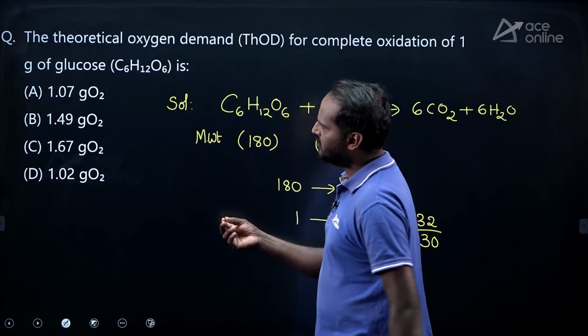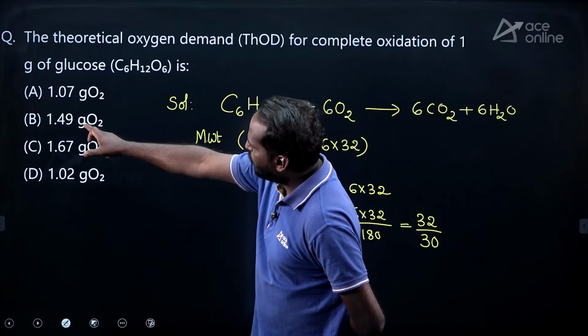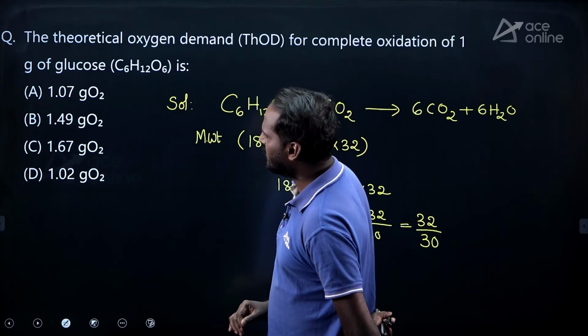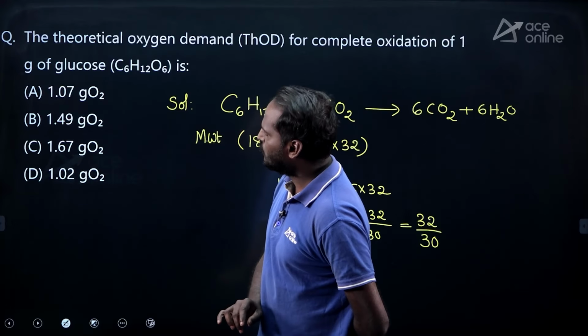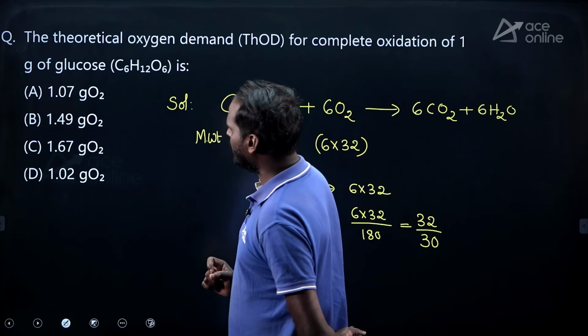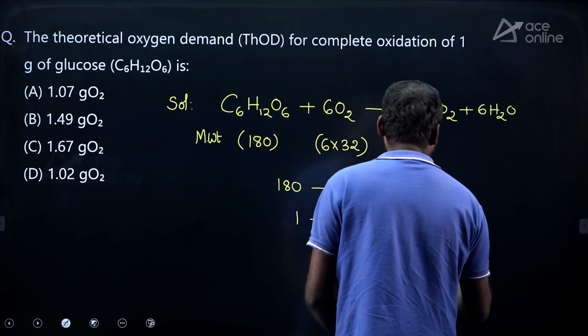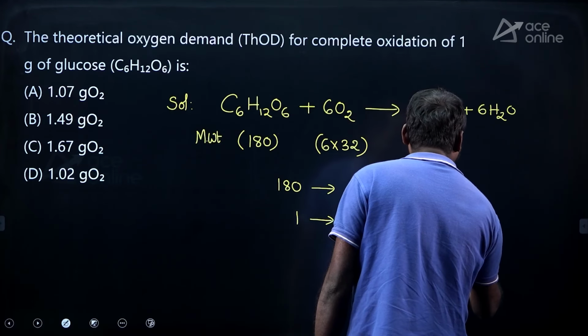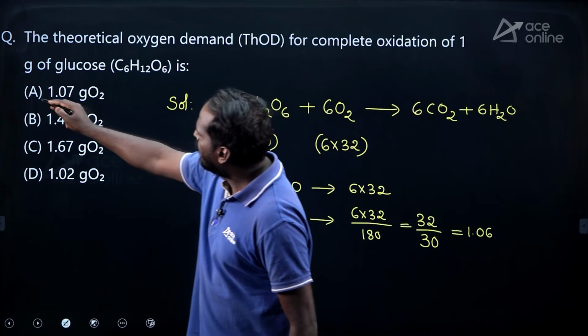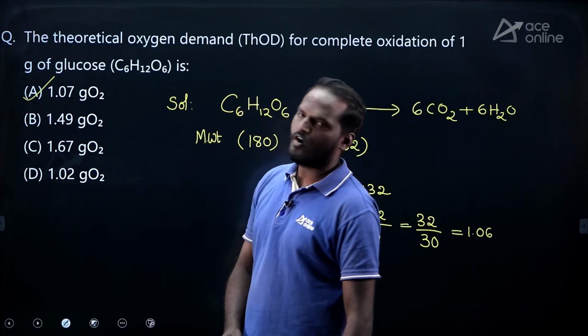If any option is there, this is 1.49, 1.69. B and C are not going to be your answer. Among A and B, you need to check 32 divided by 30. If you evaluate, you will get 1.06 something, it is close to 1.07 gram of oxygen is needed.